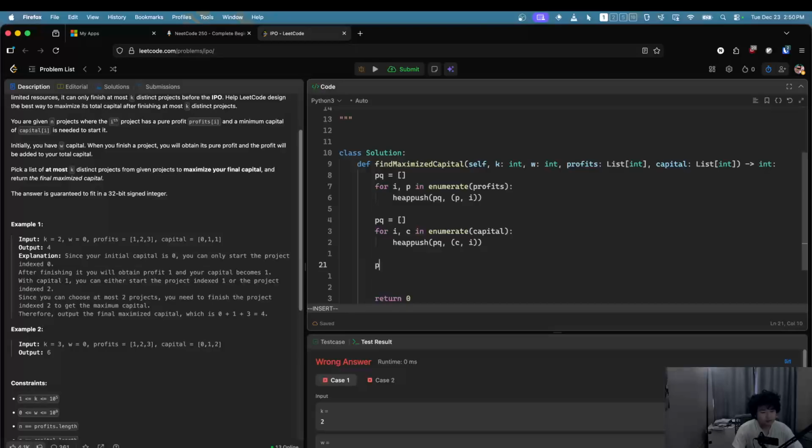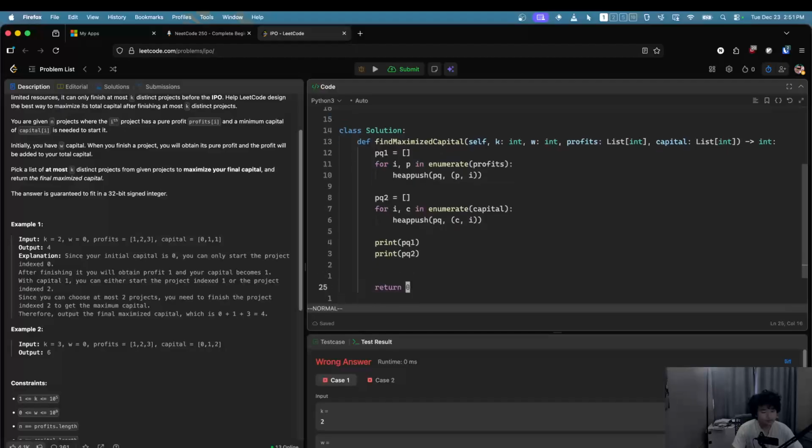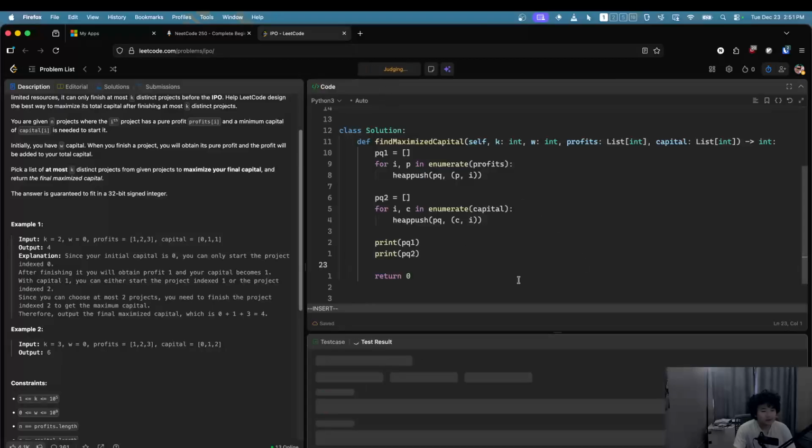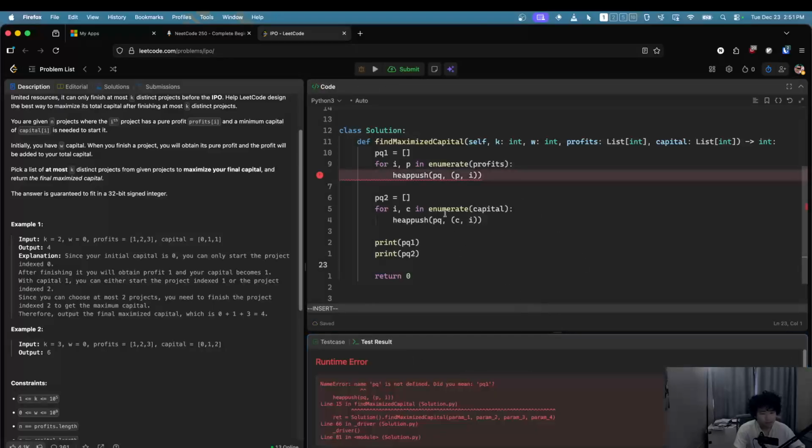Okay, so let me print. Okay, that's not good. Res. Let's do PQ2. Print PQ1, PQ2. Yeah, I think I'm supposed to have 2 heaps maybe. Okay, yep, that makes sense.